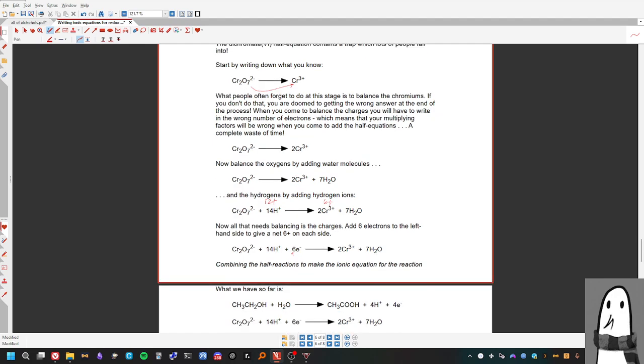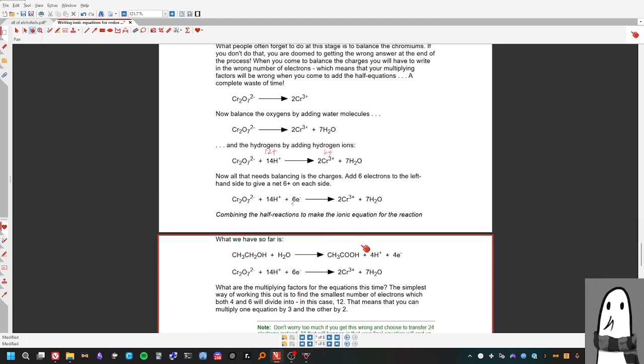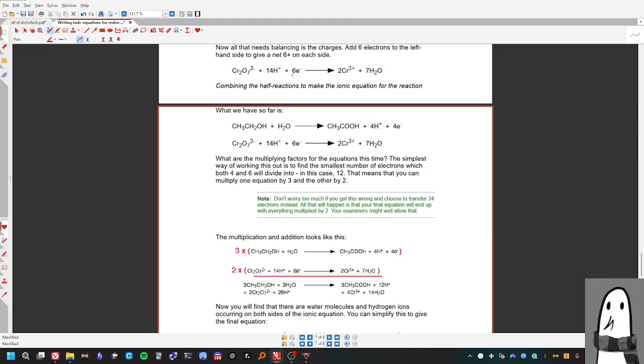Anyway, I know it's a bit confusing, but whatever. What we have so far is your ethanol with your water, giving you that carboxylic acid, 4H plus, 4e minus, and then we have this equation right here, your dichromate, 14H plus, 6e minus to balance the charge, giving 2Cr3 plus and 7H2O.